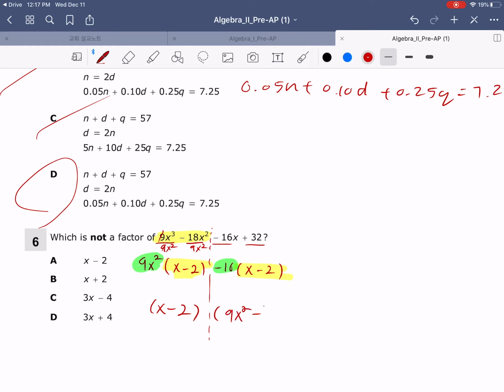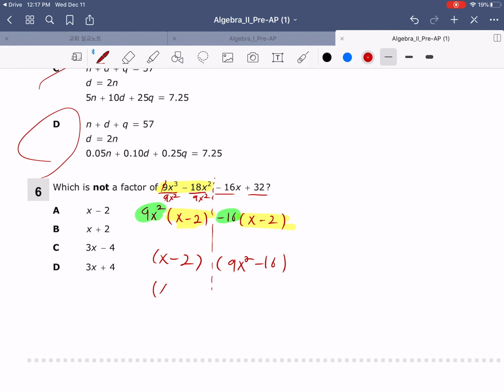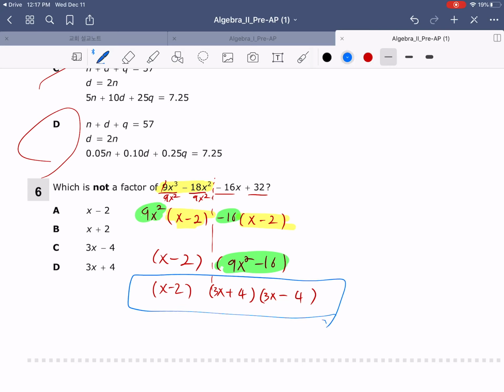9x squared minus 16. Usually we are done at this point, but the thing is we can simplify this one further, which is going to be the difference of squares, because it's a negative here, and 9 and 16 are perfect squares. So what we have to do is simple, no-brainer question. Set up 2 parentheses. The signs are always going to be positive and negative. 3x times 3x will give you 9x squared. 4 times 4 will give you 16. So that is going to be your factors of this.